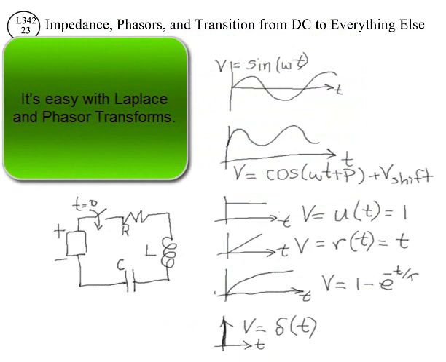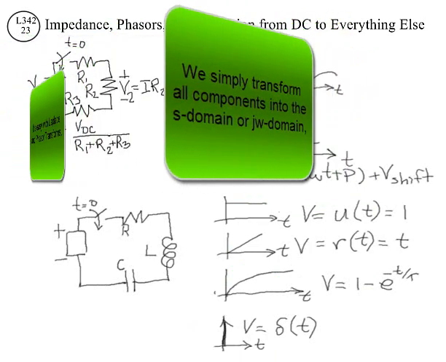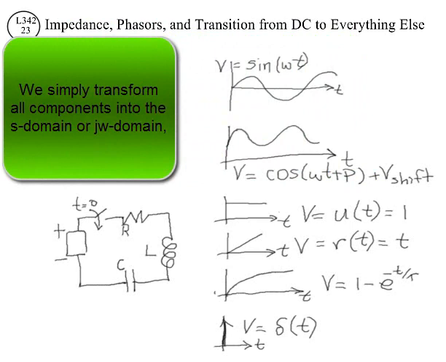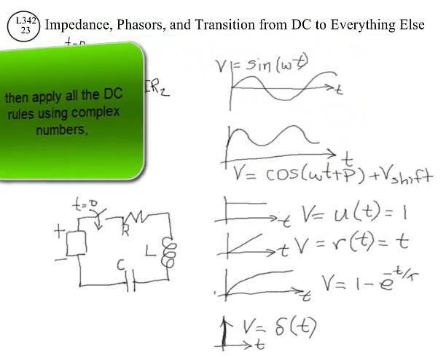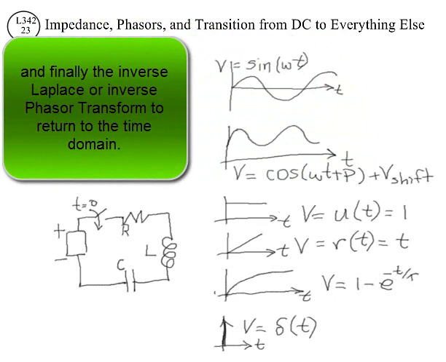It's easy with Laplace and phasor transforms. We simply transform all components into the S domain or J omega domain, and then apply all the DC rules using complex numbers. And finally, the inverse Laplace or inverse phasor transform to return to the time domain.